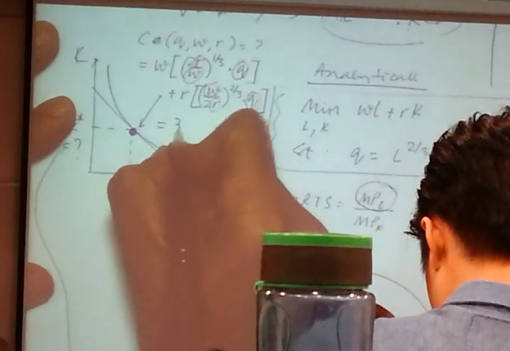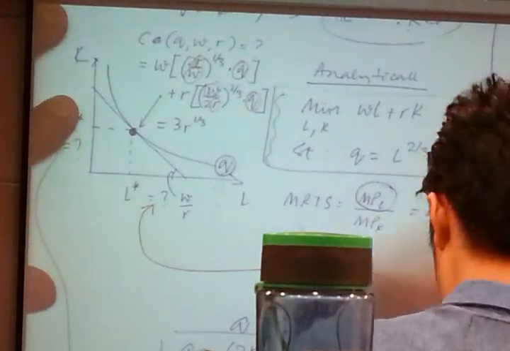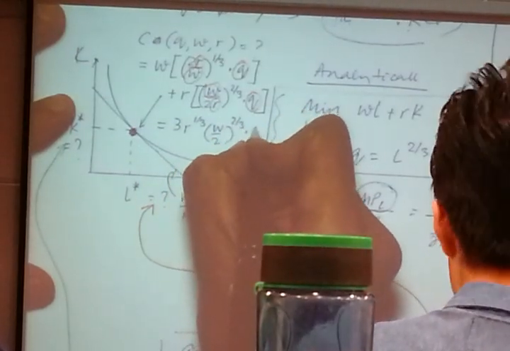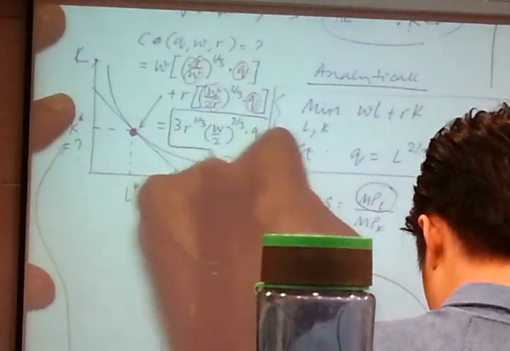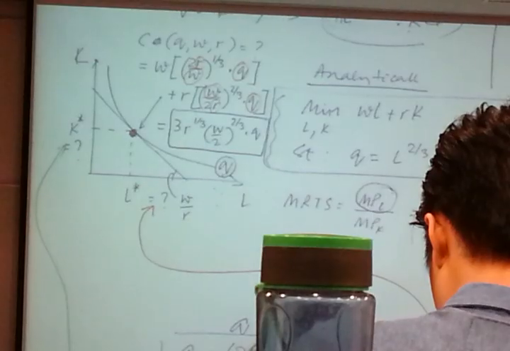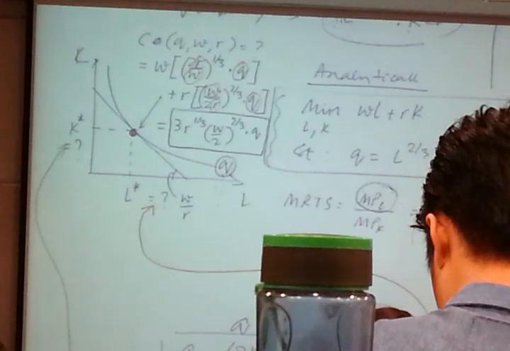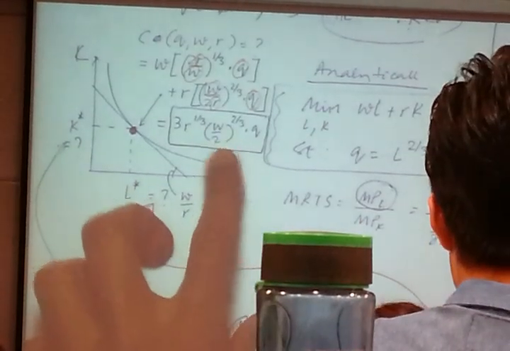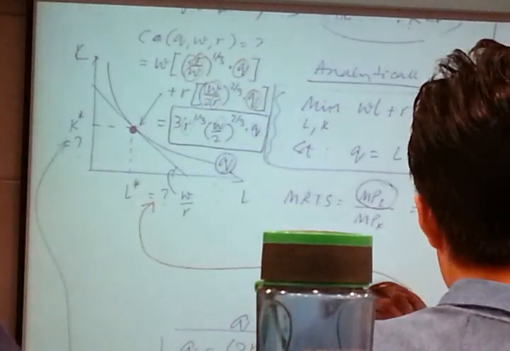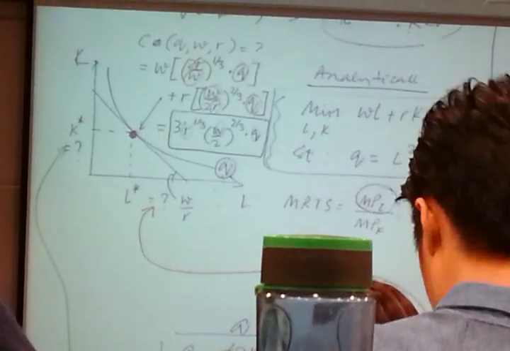power 1/3, 3R to the power 1/3, W over 2 to the power 2/3, Q. This is the cost function after you do the simplification: multiply W in, take Q out, common, do all of those things. Again, a function of W, R. Okay, got it.